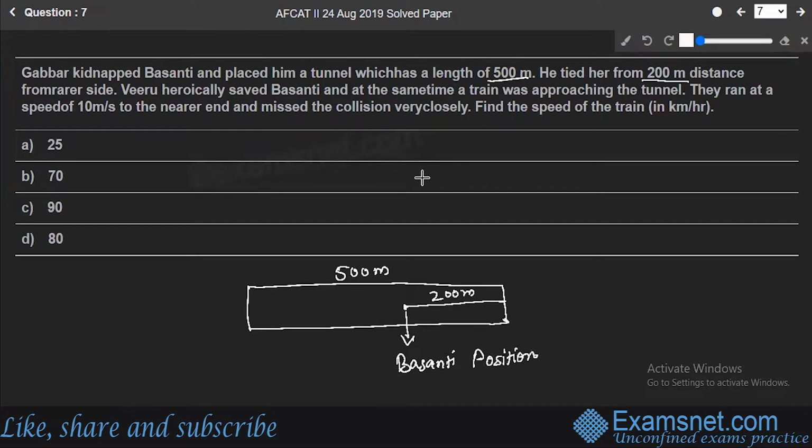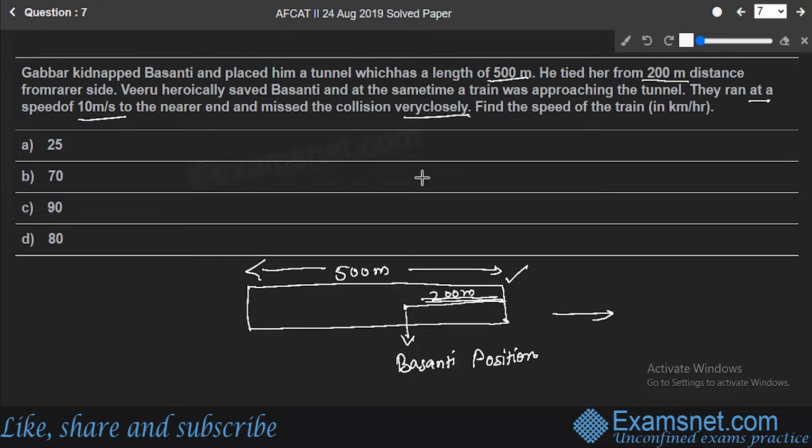Right. So now a train is approaching. Viru heroically saved Basanti, and at the same time, a train was approaching the tunnel. They ran at a speed of 10 meter per second to the nearer end and missed. So this is the nearer end for them, of course, because the whole is 500 meters, and they are having the 200 meters distance from here. Obviously, they will run towards this end, and missed the collision very closely. You have to find the speed of the train.